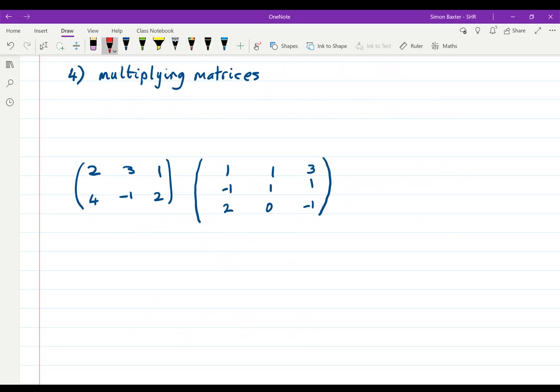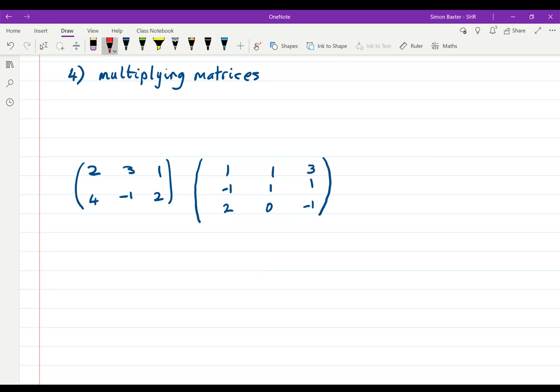What happens when we come to multiplying matrices? Well, in this case, we cannot make up a rule for multiplying based on what you might think of as common sense. The rule that we are going to get, if you've not met it before, seems initially quite complicated, but once you get used to it, it's really quite easy. The two matrices I've got written down there, 2, 3, 1, 4 minus 1, 2, times 1, 1, 3, minus 1, 1, 1, 2, 0, minus 1.